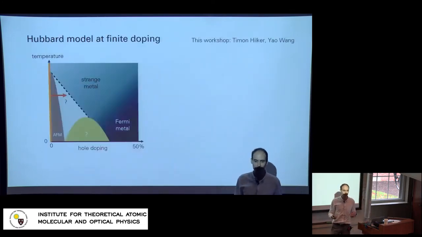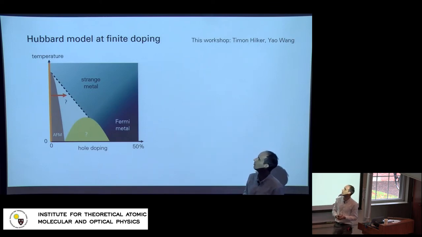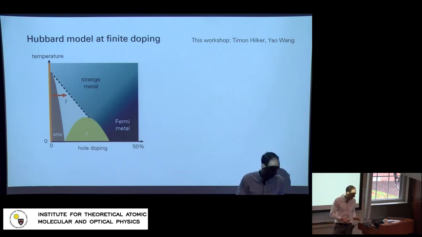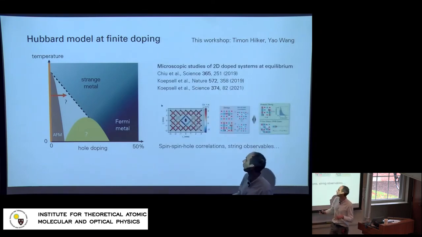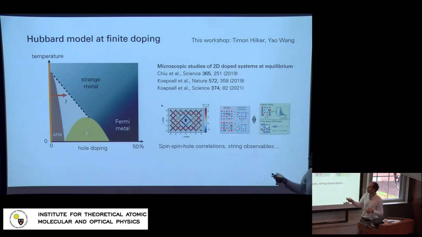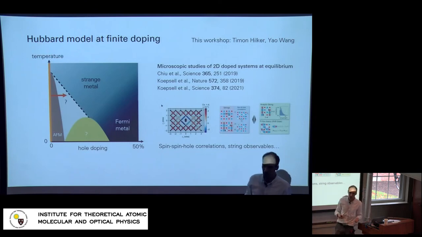We've heard pretty nice talks from Timon and from Yao yesterday and on Monday about microscopic signatures of doping in the Fermi-Hubbard model as measured with quantum gas microscopes. There has been a wealth of experiments by now with cold atoms, looking for example at spin-spin-hole or spin-spin double correlations across a range of dopings at finite temperature. We have also been looking, a few years ago in Marco's group, at string observables that could also give some information about the nature of this doped phase.